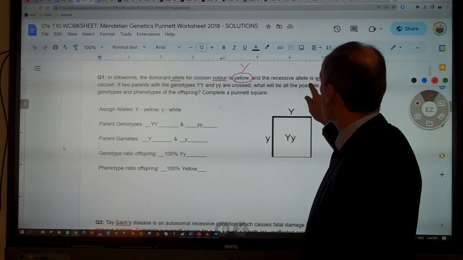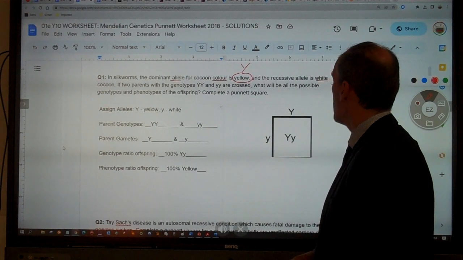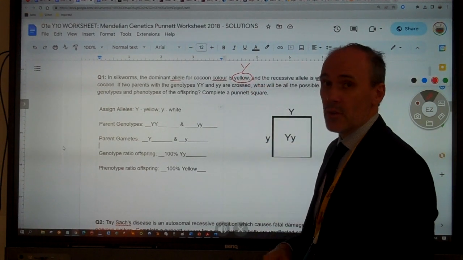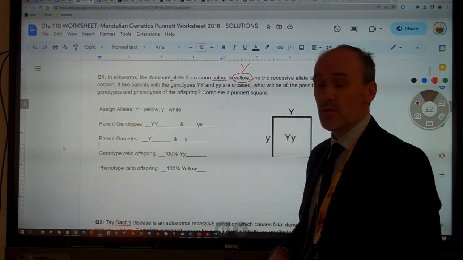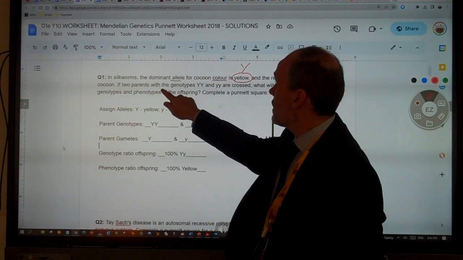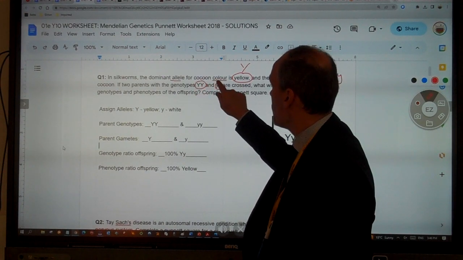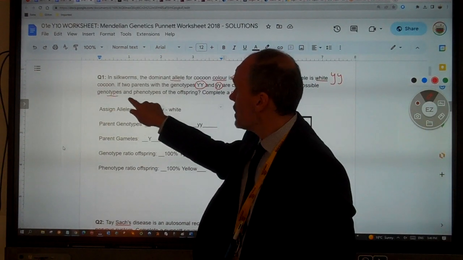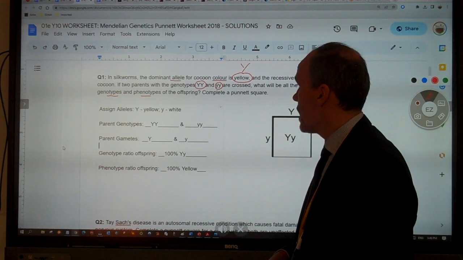And of course, if this is recessive, you would need two small y's for a white to occur, and for a yellow cocoon to occur, if there's one or two big Y's, you're going to get that yellow cocoon. The parents' genotypes they've given you are YY and yy. What will be the possible genotypes, the genes, and the phenotypes that their offspring could produce?